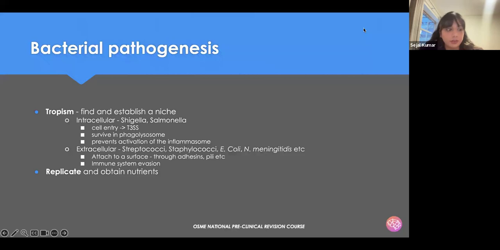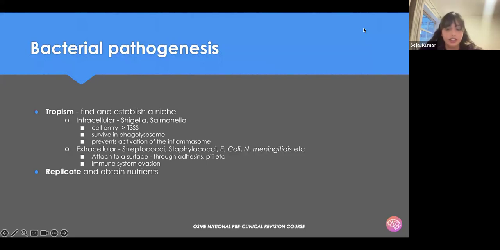So the two examples I chose were Shigella and Salmonella. These enter the cell using T3SS, which is basically a needle-like thing which helps them enter the cell. And they survive in a phagolysosome, which I'll talk about more in just a few seconds. And when they're intracellular, they prevent activation of the inflammasome as well, so that they don't trigger the immune system. Extracellular bacteria examples are streptococci and staphylococci.